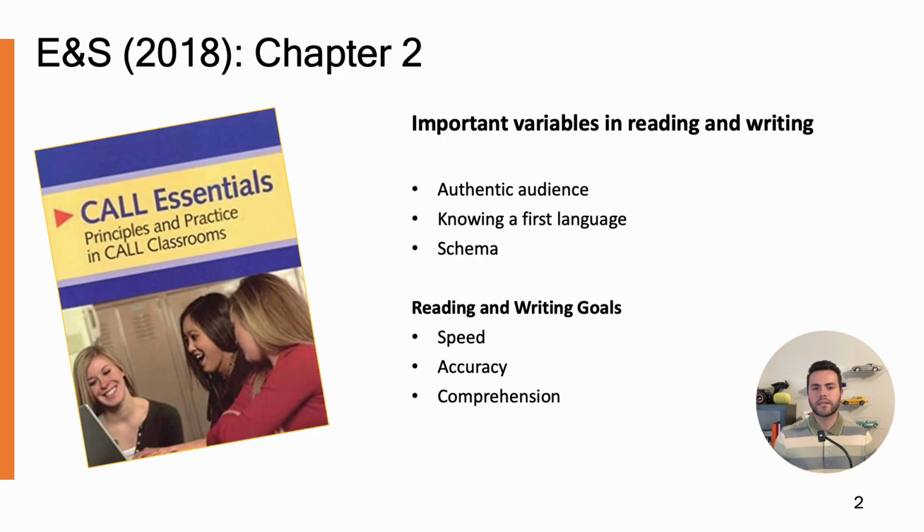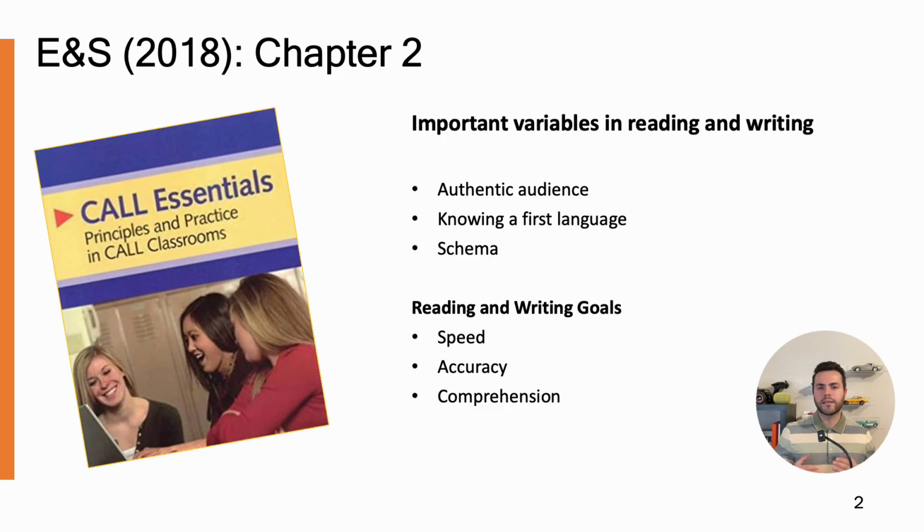Now let's focus on reading and writing goals. When it comes to goals for reading and writing, there are 3 big types. First is speed. How efficiently students can read or write. Next is accuracy. How grammatically and structurally correct their output is. And finally, there is comprehension, whether learners can actually understand or convey the intended meaning.